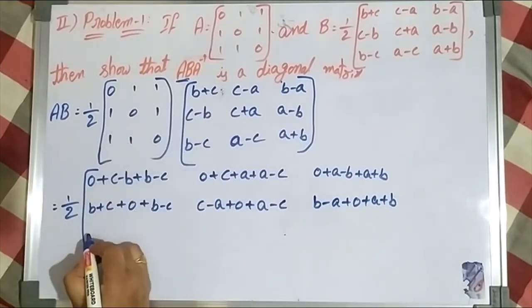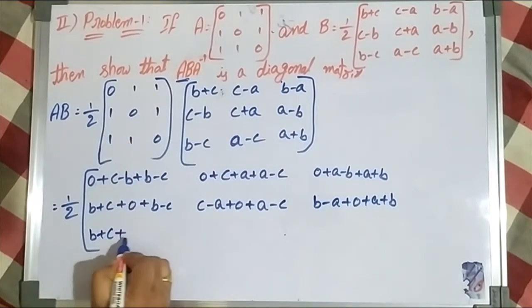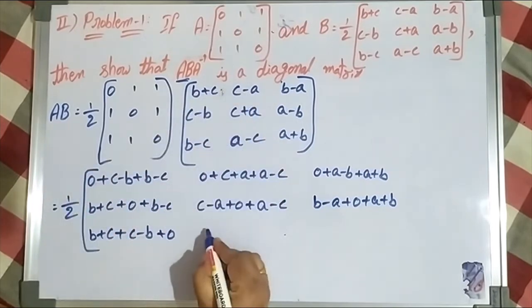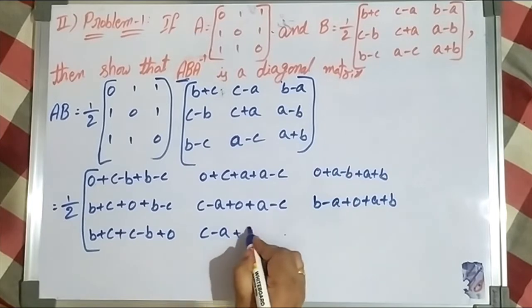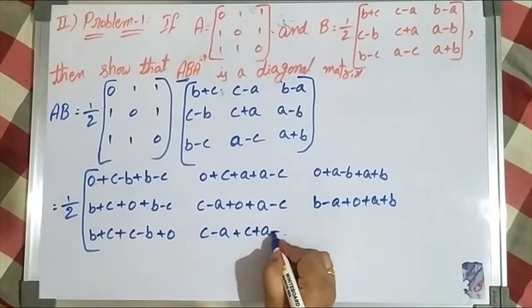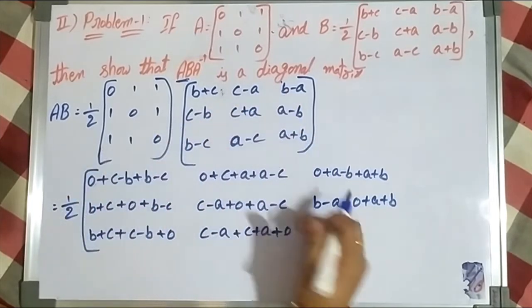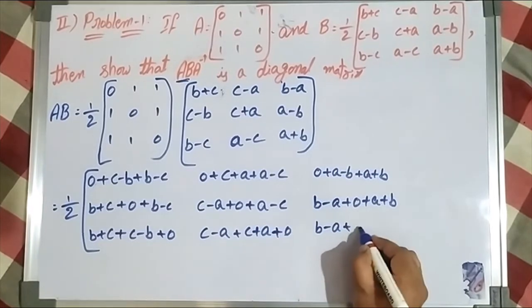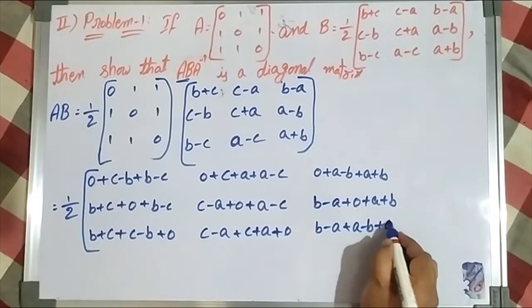Third row, first column: B plus C plus C minus B plus 0. Third row, second column: C minus A plus C plus A plus 0. Third row, third column: B minus A plus A minus B plus 0.